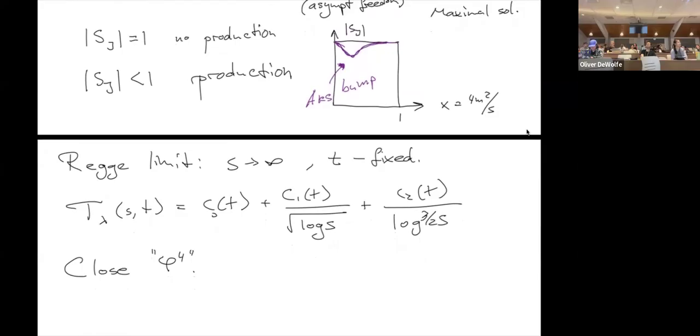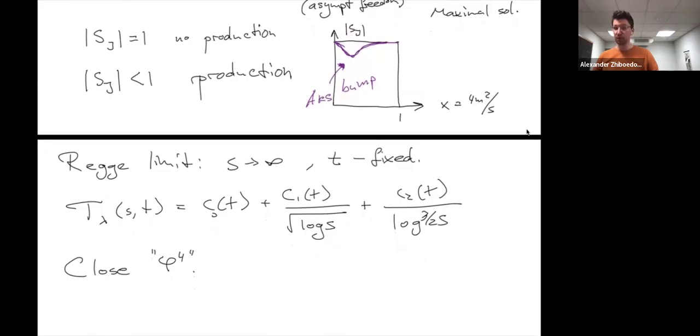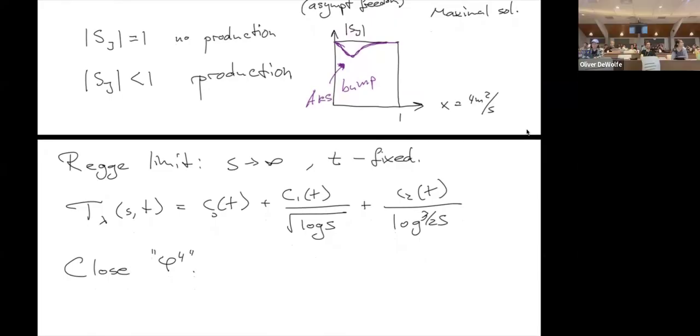Sorry to interrupt. I just wanted to ask, is there any way you can carry through this kind of analysis in dim reg around D equals 2? So you move just away from where you have these trivial exact results. Do you get any interesting analysis in epsilon?